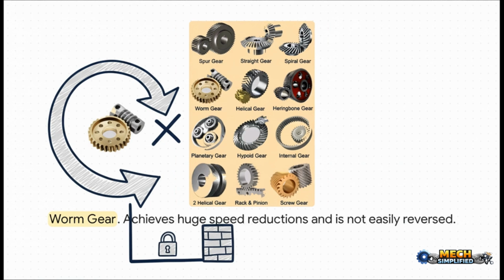You've got a screw, which we call the worm, and it meshes with a gear. Now, its superpower is that it can create massive speed reductions in a really, really small space. And it's got this other cool trick. You can't really turn the gear to spin the worm. It's basically a one-way street, which is a fantastic safety feature in a lot of machines.